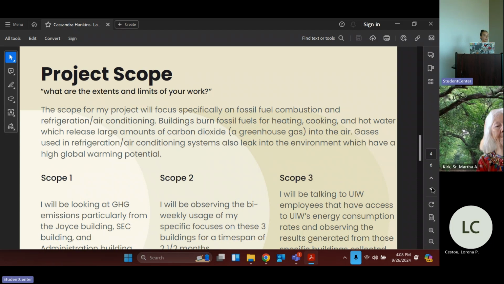The last scope that I looked at is figuring out how I will be gathering my information. I will be talking to UIW employees that have access to, or that can connect me to someone that can get me access to, UIW's energy consumption rates, and then observing the results and compiling the data that I've collected to present all of my findings.